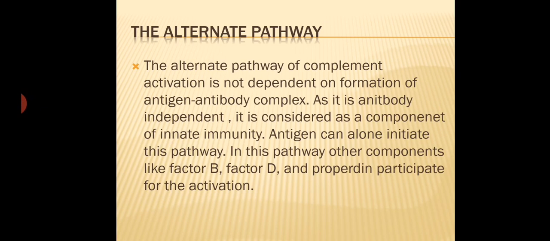We were discussing the activation of complement, and we discussed the classical pathway for complement activation. As we know, complement is a serum protein and it is composed of 11 different components or proteins. To activate the complement, each and every component of complement should be activated. So this activation of complement is done by two different pathways. One is the classical pathway, another one is the alternate pathway.